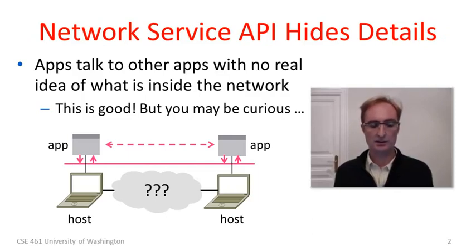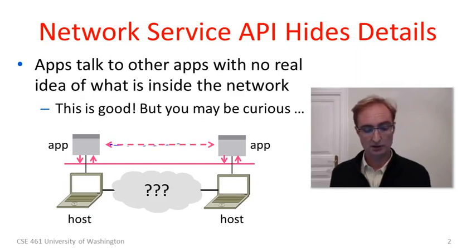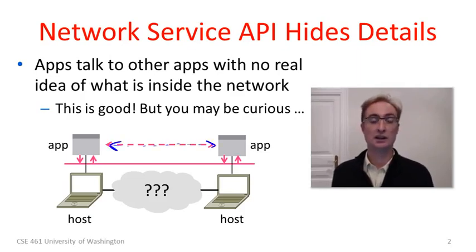Okay, so here's the context. We've talked before about the Network Service API, going through sockets in particular. This API lets apps talk to other apps virtually by making local calls, and it's as though they're talking across the network here, but they have no real idea what's inside the cloud of the network. It's a mystery. Now this is actually a very good thing.